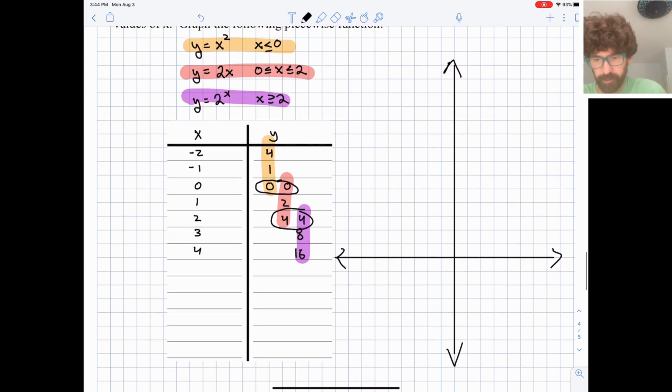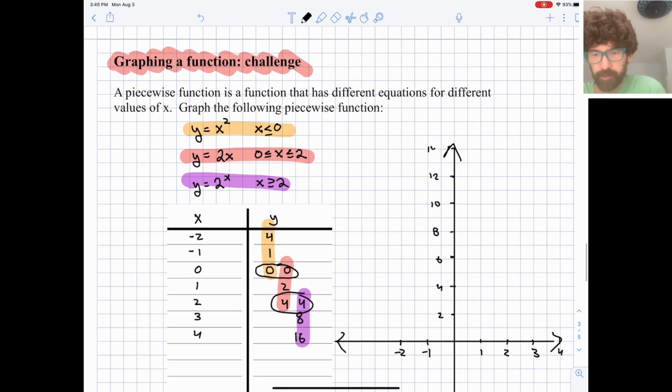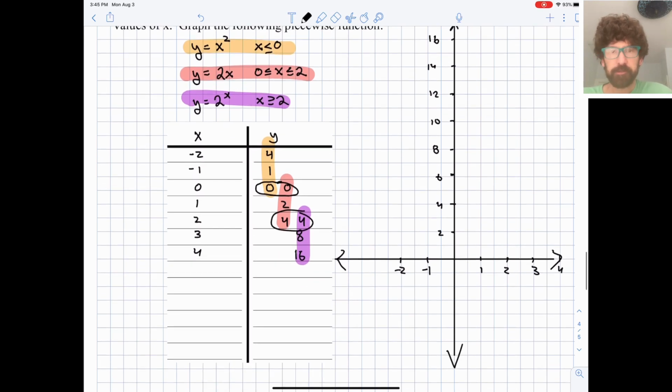For x, we're going to have to go from negative 2 up to 4. 1, 2, 3. And it looks like for y, we need to go up to about 16. 2, 4, 6, 8. We might not make it, but we'll try. 12, 14, and I'll try to go up to 16 there. Okay, cool. So let's go ahead and just plot our points.